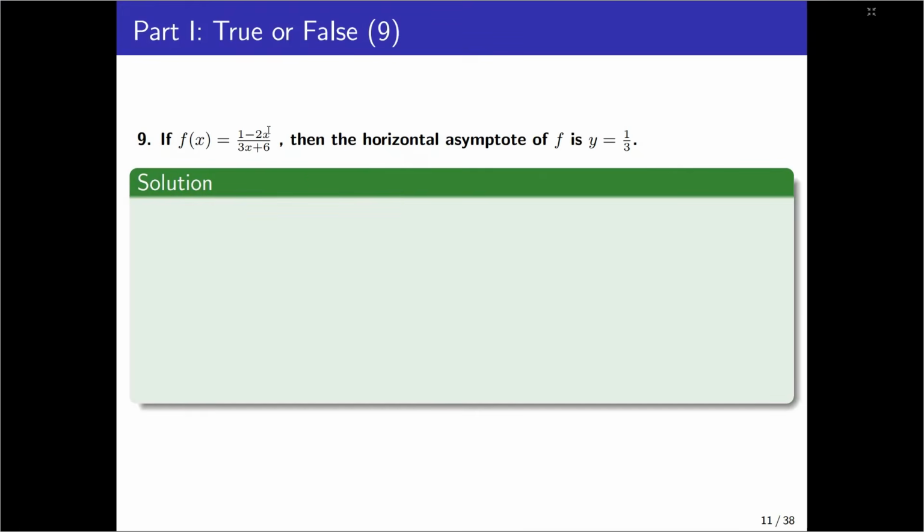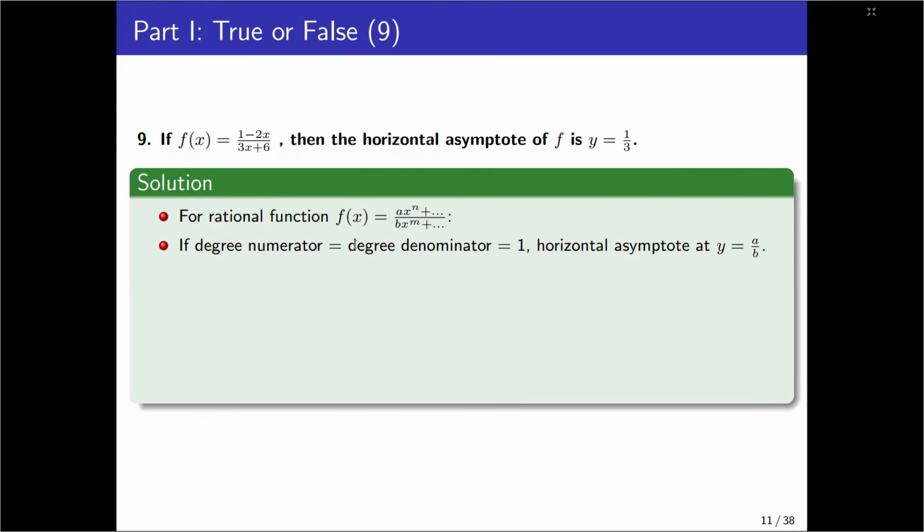But when the degree of the numerator is exactly equal to the degree of the denominator, the line which passes through the quotient of the leading coefficients of the numerator and the denominator is the horizontal asymptote. That means for a rational function f of x equals a times x to the power n plus other terms, divided by b times x to the power m, if the degree of the numerator is equal to the degree of the denominator, for example 1, the horizontal asymptote is y equals a over b.